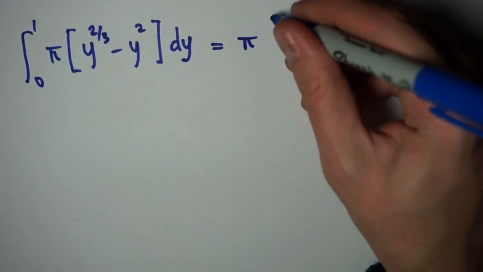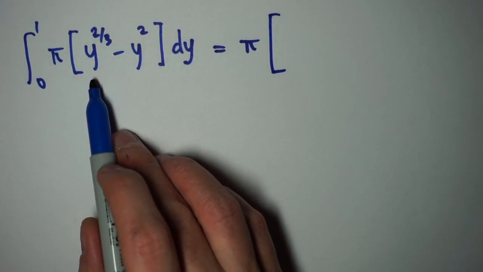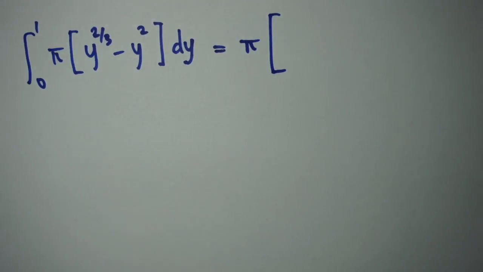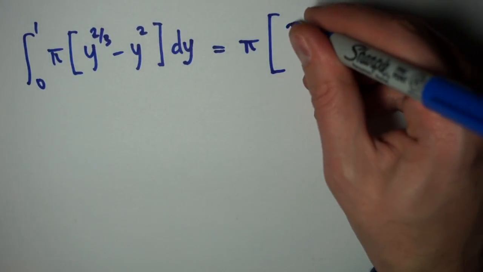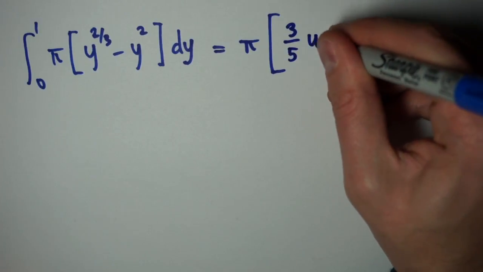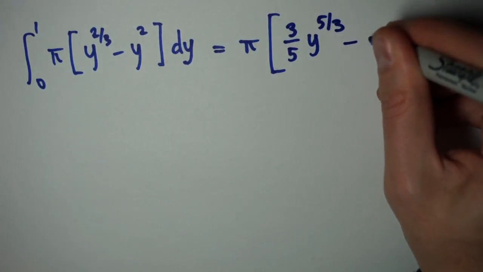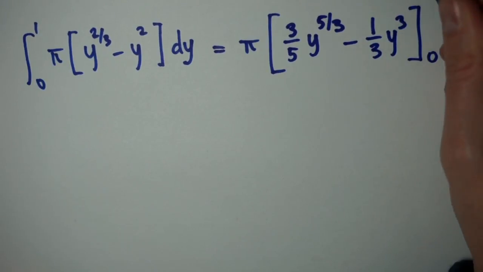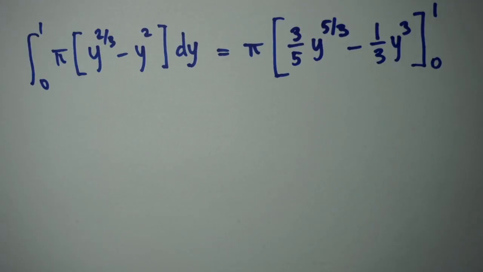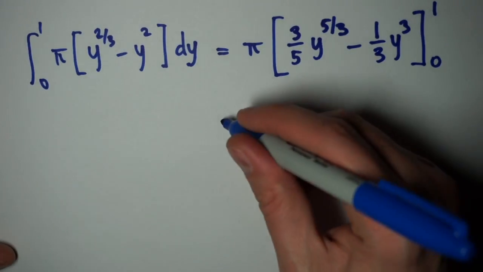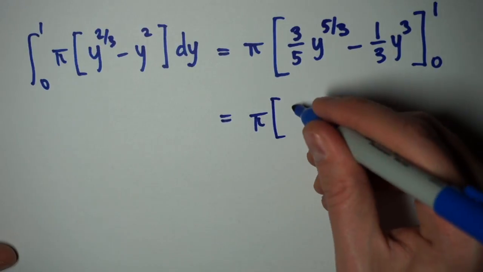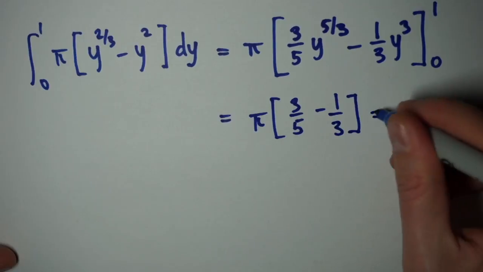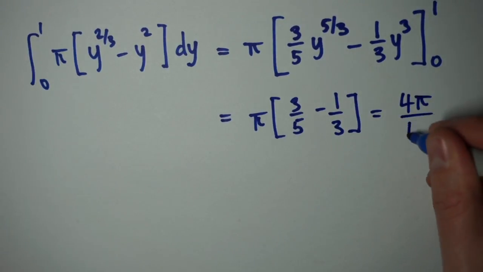So I take my antiderivative, I'll pull out the pi. The antiderivative of y to the 2/3 is y to the 5/3 divided by 5/3, or that's the same as 3/5 y to the 5/3. And then subtract from this the antiderivative of y squared, which is a third y cubed. This will be evaluated between 0 and 1. Evaluating at 0 is nice and easy, so when I plug in 1, raised to any power is 1, I end up with nothing more than pi times 3/5 minus 1/3, which when you combine the fractions, gives you 4 pi over 15.